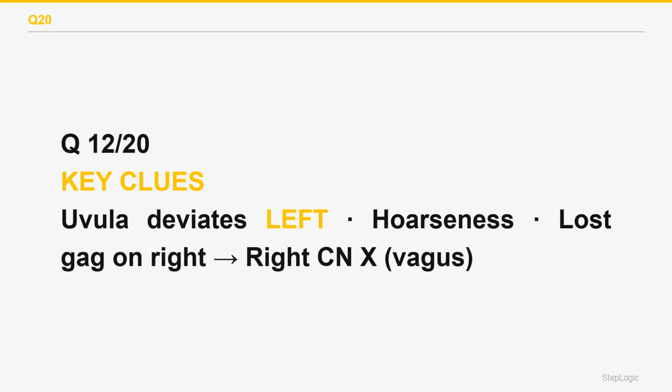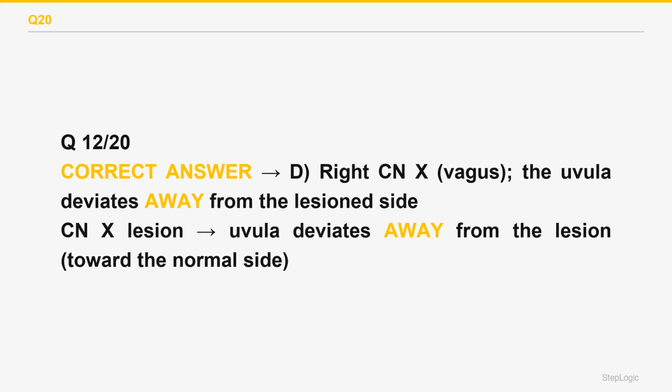The vagus innervates the muscles of the palate, pharynx, and larynx. Its branches elevate the soft palate and uvula symmetrically. When one vagus nerve is damaged, the palate on that side cannot elevate, so the intact left side pulls the uvula away from the lesion side. Here, the right CN X lesion makes the uvula deviate toward the left, the normal side. The vagus also supplies the larynx, hence hoarseness, and the motor limb of the gag reflex is lost on the affected side. The correct answer is D.